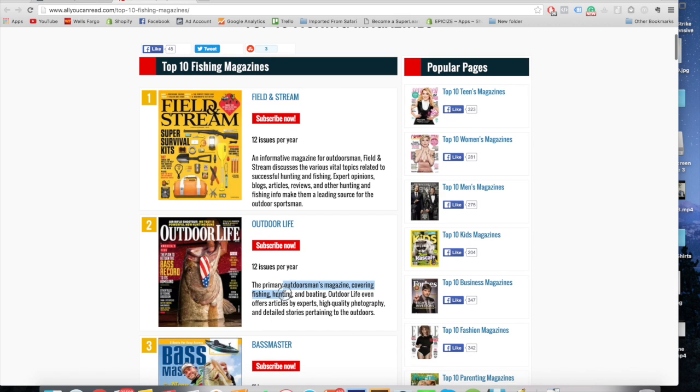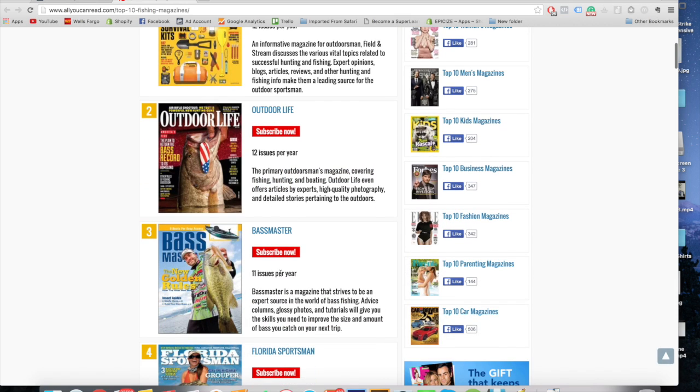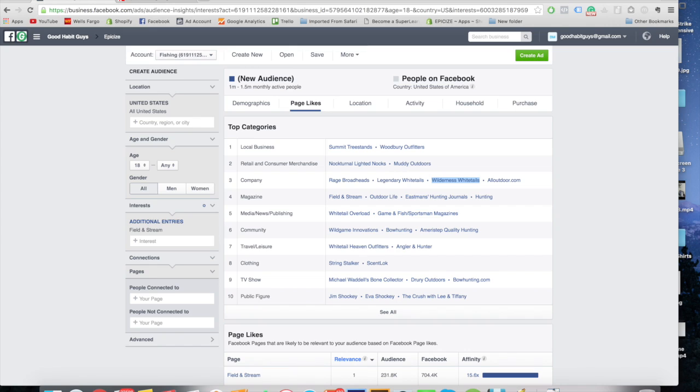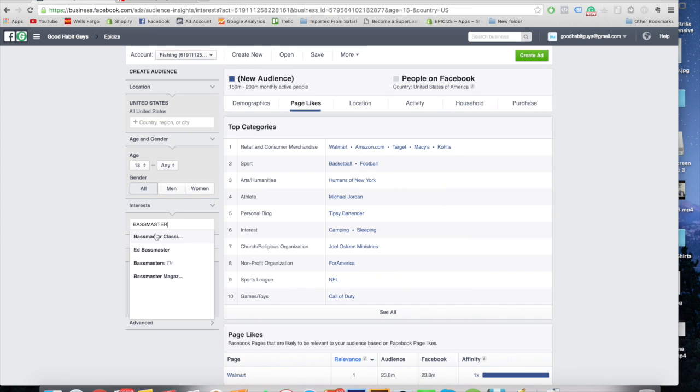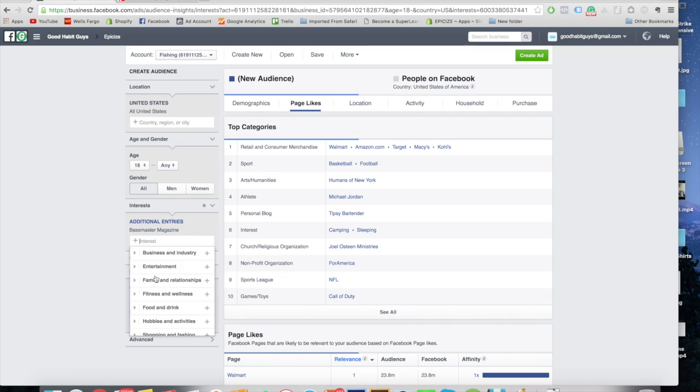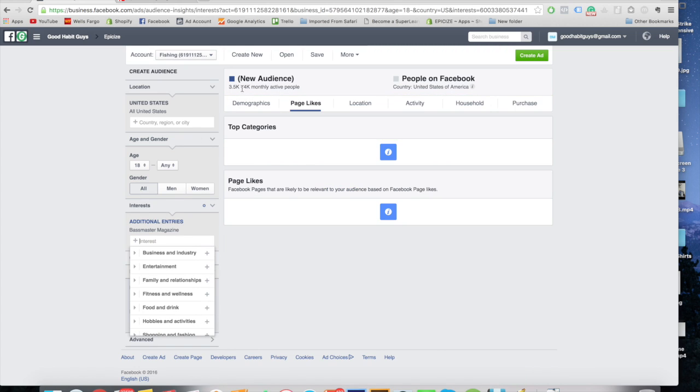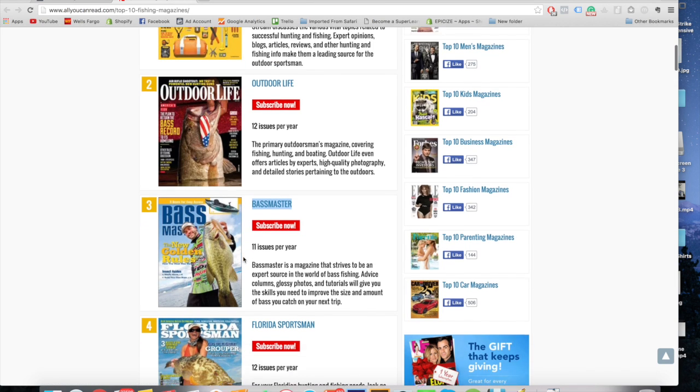Outdoor Life, covering fishing, hunting. Let's just read about them. Bassmaster strives to be an expert in the world of bass fishing advice. Okay, I think this one is pretty specific on fishing. So let's check that. Bassmaster magazine. Okay, no, that's too small. You always want to go with at least 20K.